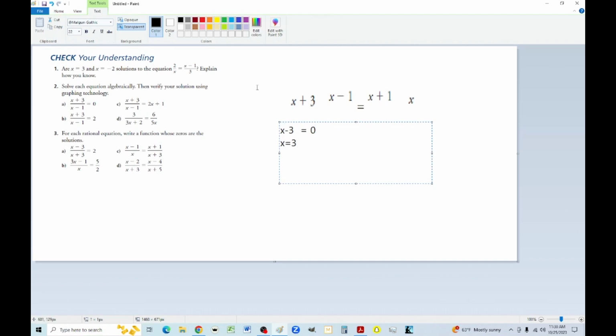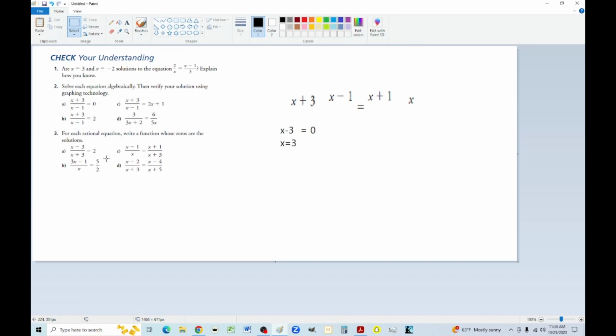And then you substitute it back into the original equation to verify, or put it in the graphing calculator to see. Use Desmos for that. So again, we're going to cross multiply.